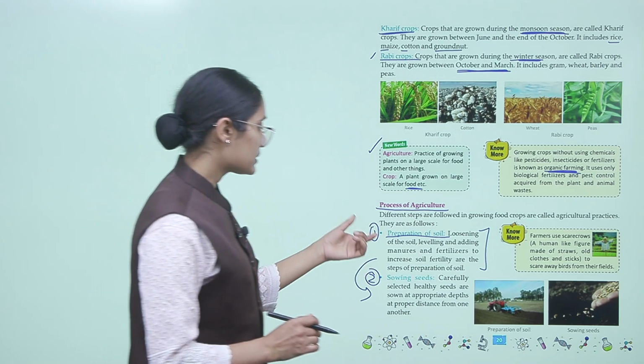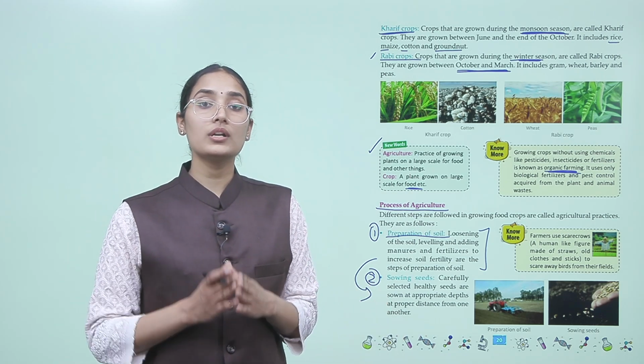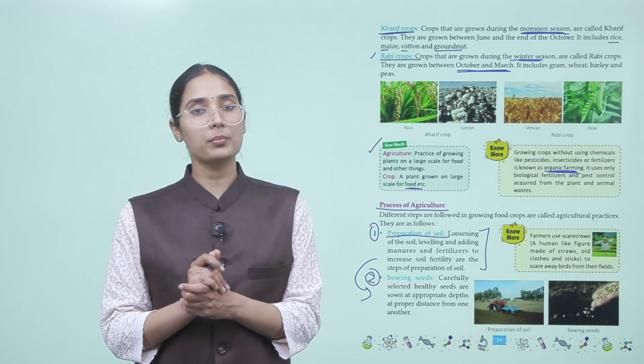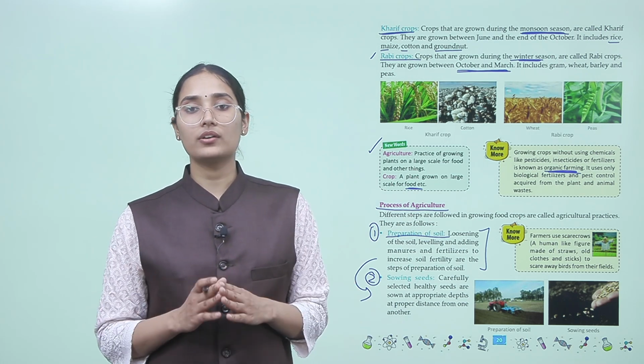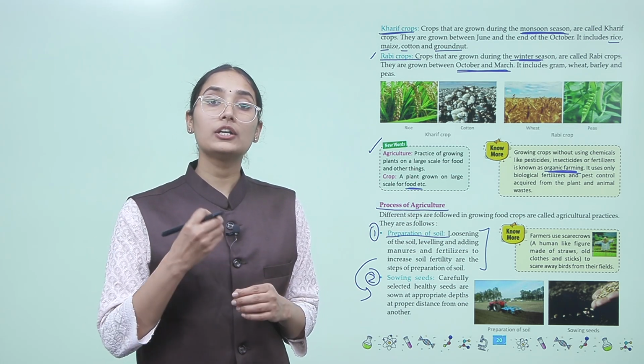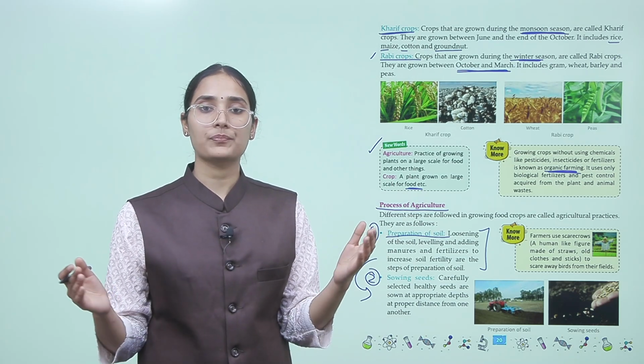Now, the seeds are sown in this process at a specific, appropriate depth and at an appropriate distance, so that they do not need to fight for their nutrients from the other seeds.